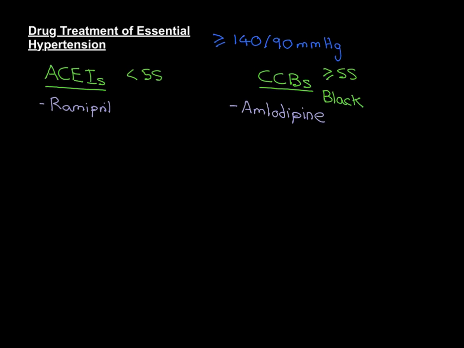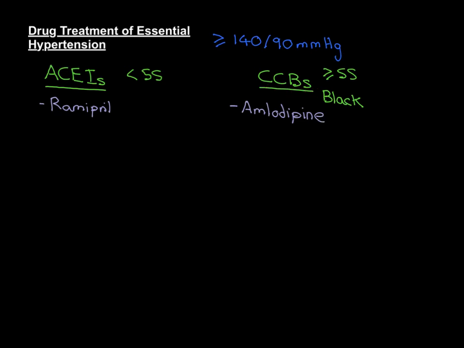Nifedipine is also a good example to recognise the name of. It's a little bit archaic, but it is a classical example of a CCB, not commonly prescribed anymore, but you do sometimes see it in use. So ACE inhibitors all end in the suffix pril, CCBs all end in the suffix dapine. And if you're going to learn two examples, ramipril is the ACE inhibitor to learn the name of, and amlodipine is the CCB to learn the name of.